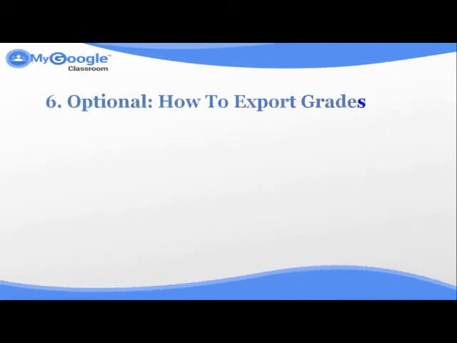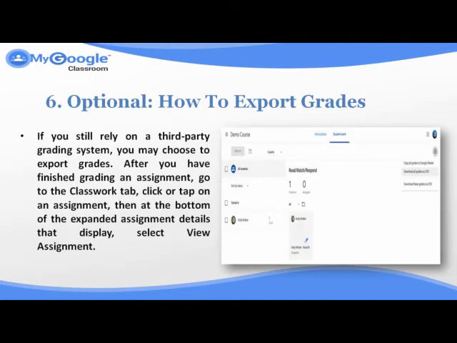Number 6, optional, how to export grades. If you still rely on a third-party grading system, you may choose to export grades. After you have finished grading an assignment, go to the Classroom tab. Click on Tab on an assignment. Then at the bottom of the expanded assignment details that display, select View Assignment.